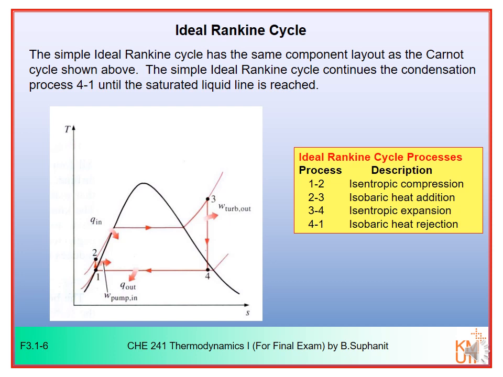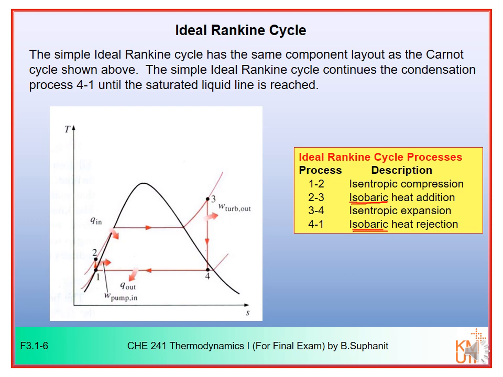Now, the ideal Rankine cycle. The simple ideal Rankine cycle has the same component layout as the Carnot cycle shown before. Okay, but instead of isothermal process, it would be replaced with isobaric process in the heat addition and in the heat rejection process. So let me explain step by step about the details of the ideal Rankine cycle on the TS diagram here.